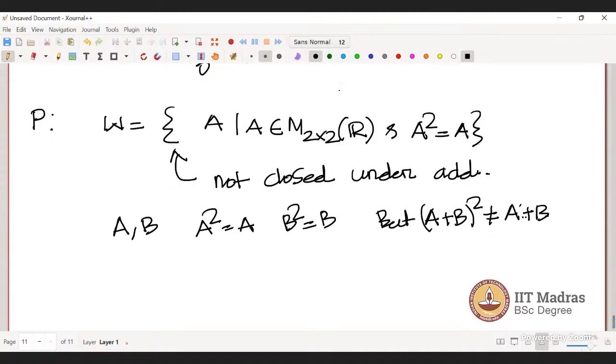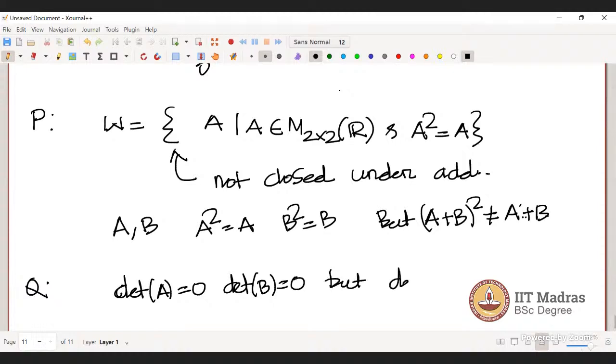Same with statement Q. Determinant of A is equal to 0 is possible, and determinant of B is 0, but A plus B is not 0. Determinant of A plus B is not 0. So it's not closed under addition. Okay, sir. Thank you. Yeah, thanks.